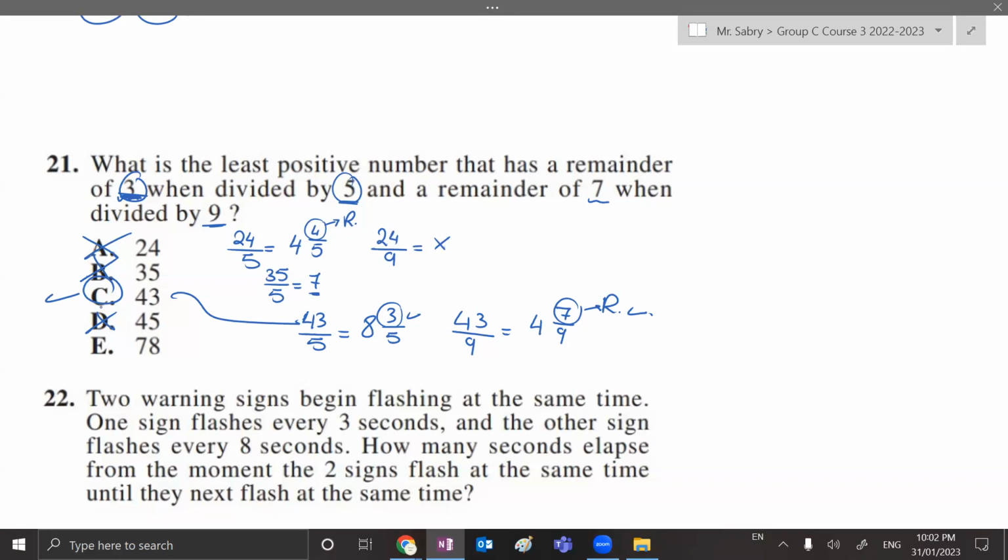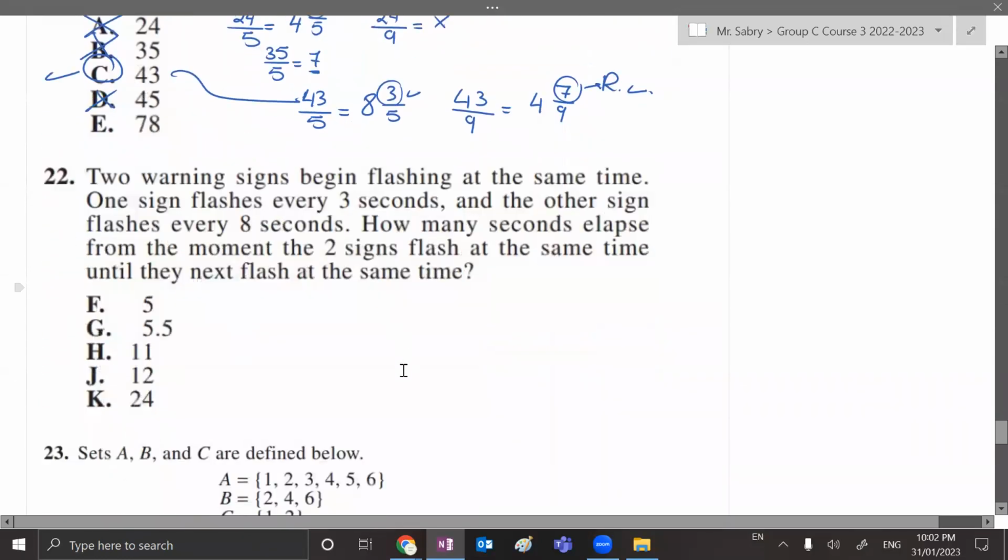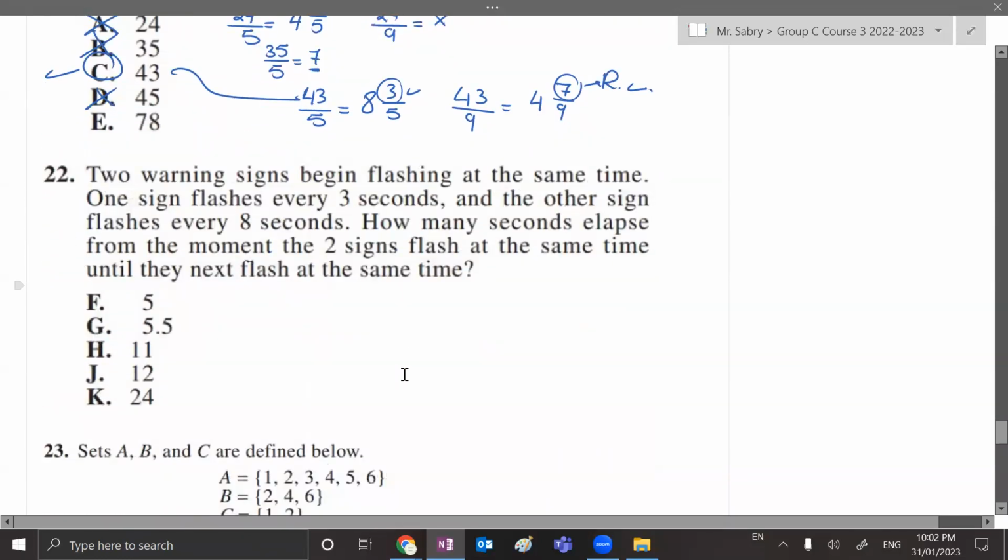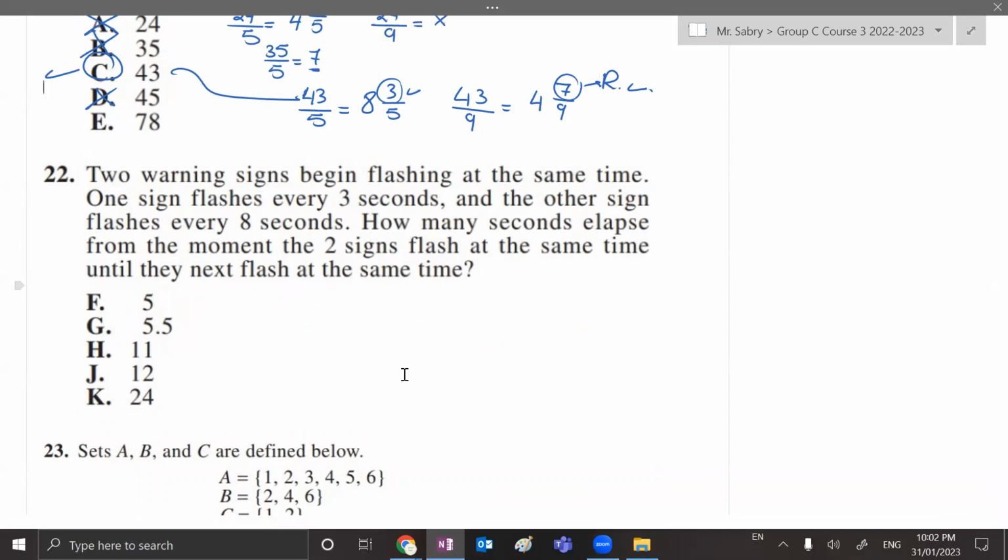Okay, nice. Let's try and go for 22. The two warning signs begin flashing at the same time. One sign flashes every 3 seconds, the other sign flashes every 8 seconds. How many seconds elapse from the moment the two signs flash at the same time until they next flash at the same time? Do you remember I solved this with you before?